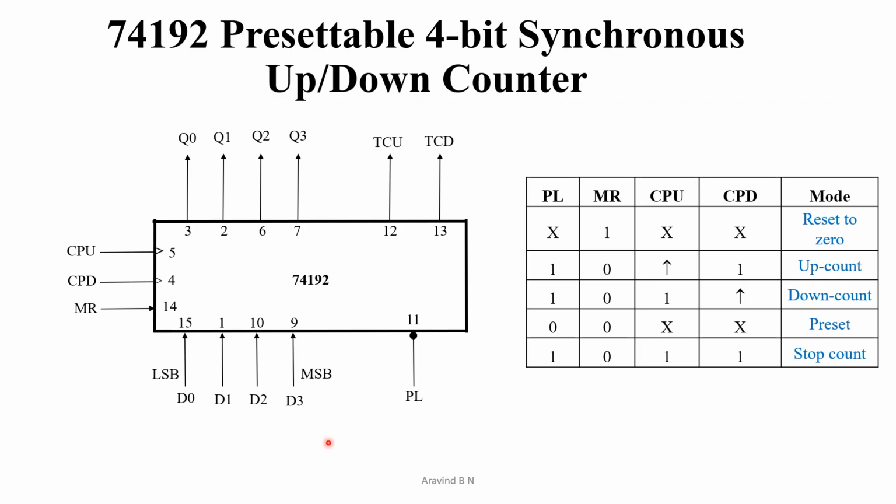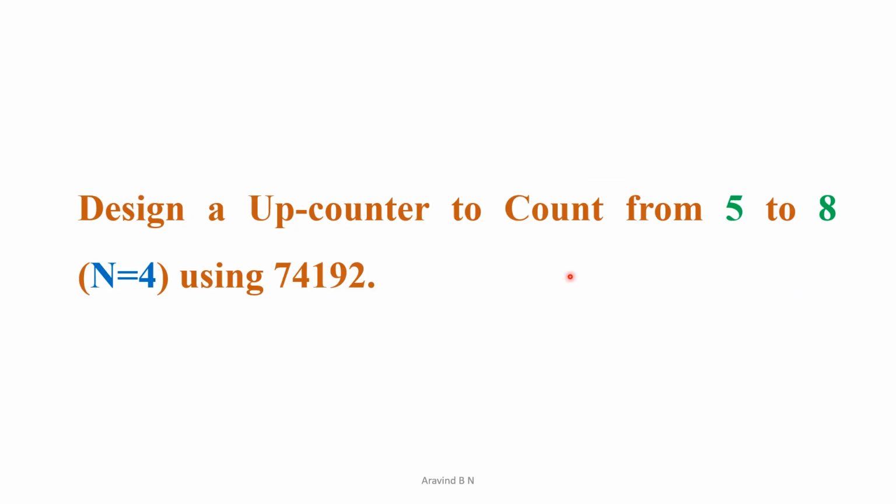So this was the general realization, the inputs as well as the output realization, and this was the mode table with respect to 74192. Now let us get into the first design. Design an up counter to count from 5 to 8, that is n value is equal to 4, using 74192.